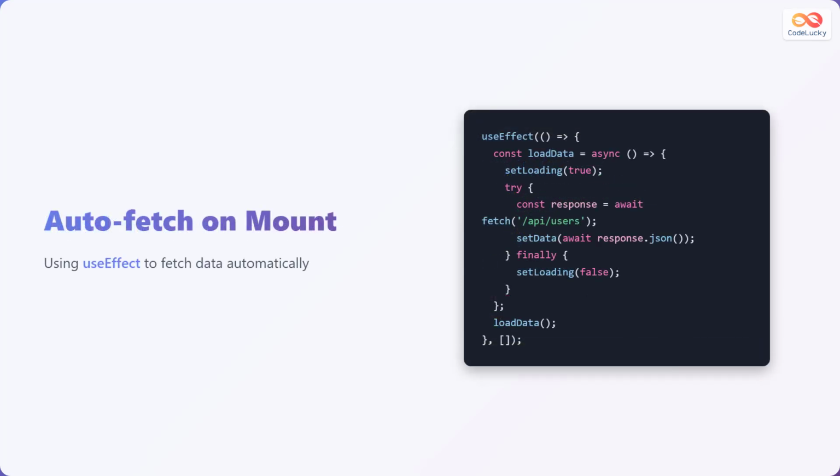To automatically fetch data when the component mounts, use the useEffect hook. This ensures that the data is fetched only once when the component is first rendered. Use the useEffect hook with an empty dependency array. Inside the useEffect hook, create an async function loadData. In the loadData function, set loading to true. Use a try-finally block. In the try block, fetch data from the API and set the data state with the response. In the finally block, set loading to false. Finally, call the loadData function.